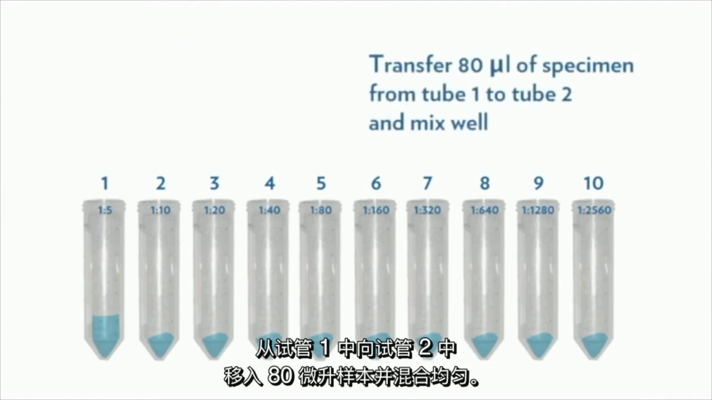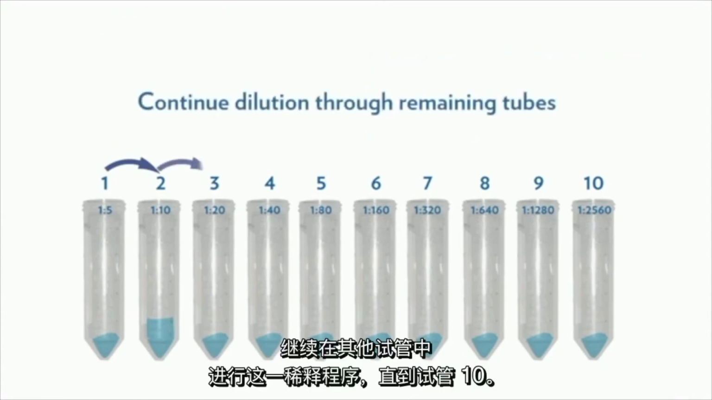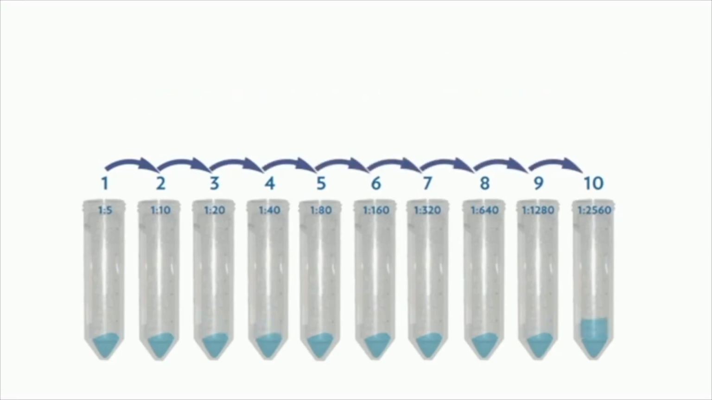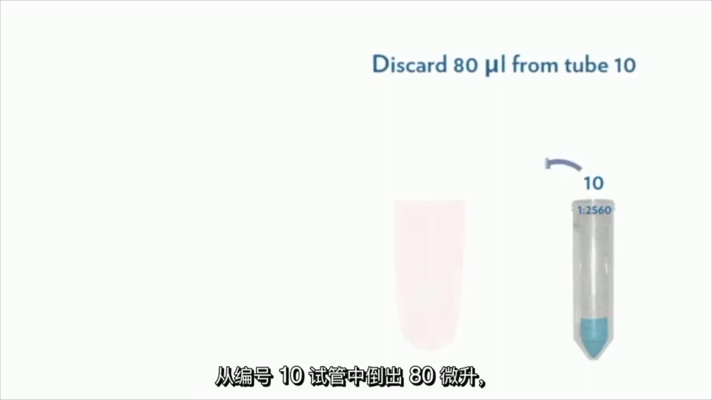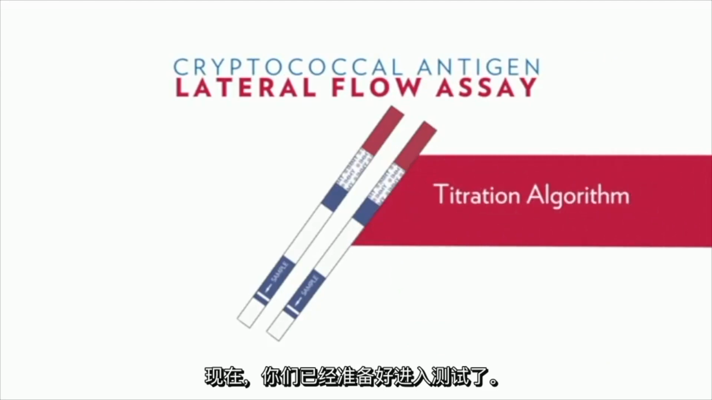Transfer 80 microliters of specimen from tube 1 to tube 2 and mix well. Continue this dilution procedure through tube number 10. Discard 80 microliters from tube number 10 for a final tube volume of 80 microliters. You are now ready to submerge your tests.